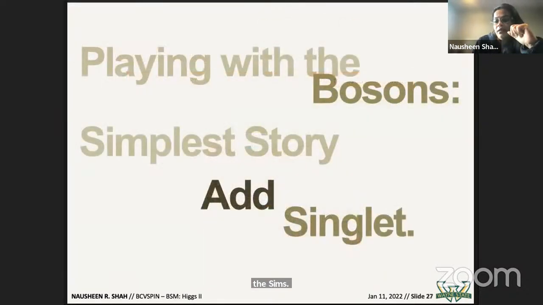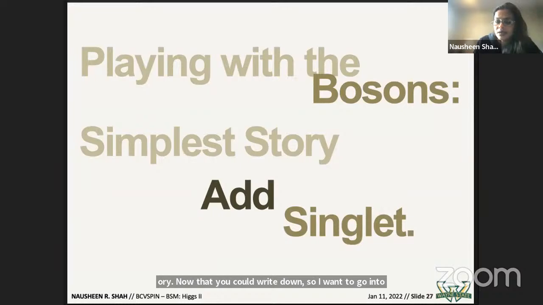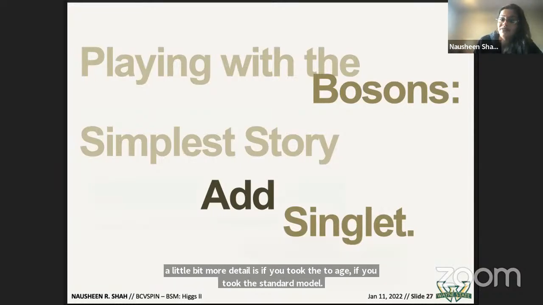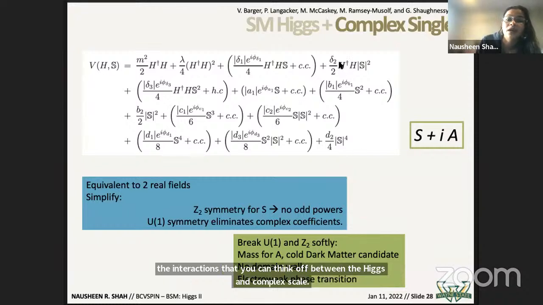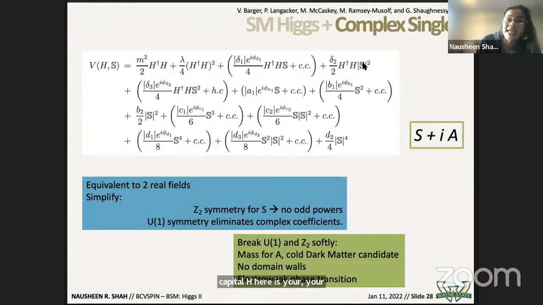So the simplest story now that you could write down, I want to go into a little bit more detail, is if you took the standard model and you just added a singlet, in fact, a complex singlet. Okay, so here I write down the potential for that, just off the bat, all of the different things that you can think of, the interactions between the Higgs and a complex scalar. Okay, so the capital H here is your standard model thing, and this script S is a complex singlet, which has these two components, right? The scalar and the CP even and CP odd guy.